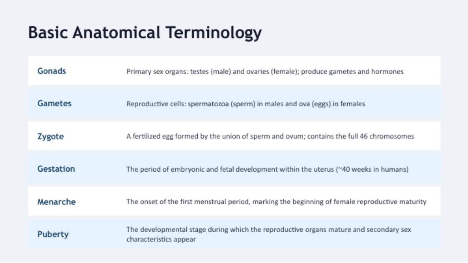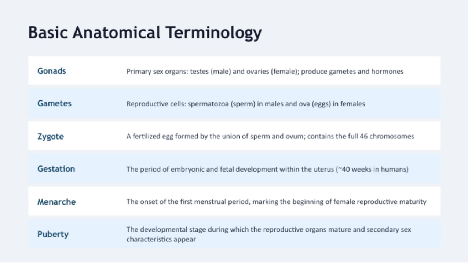First, we have puberty, which is the developmental stage during which the reproductive organs mature and secondary sex characteristics appear. This is a crucial phase because it marks the transition from childhood to reproductive maturity.